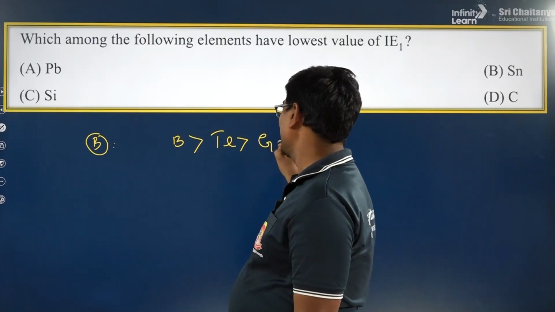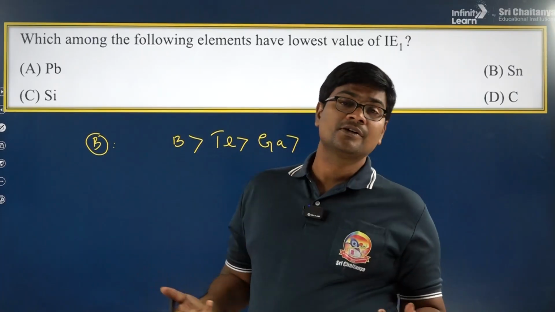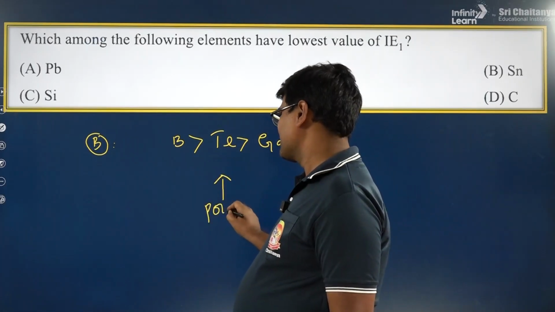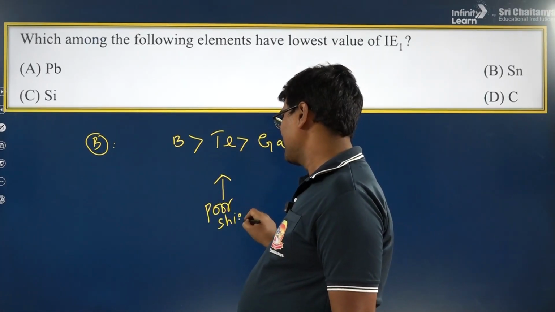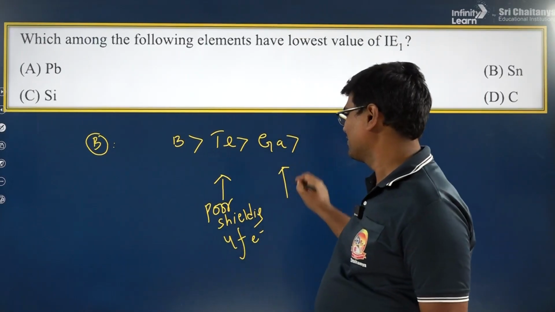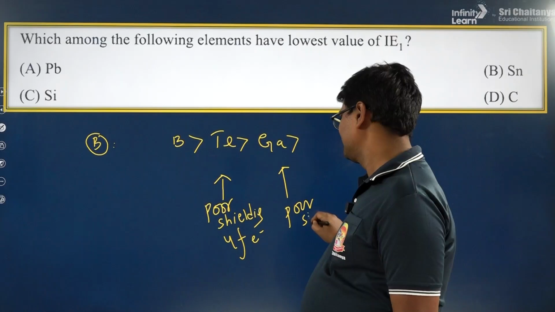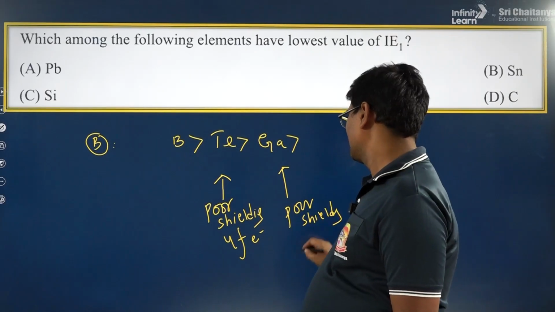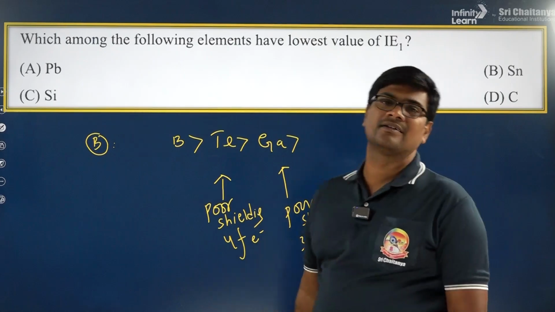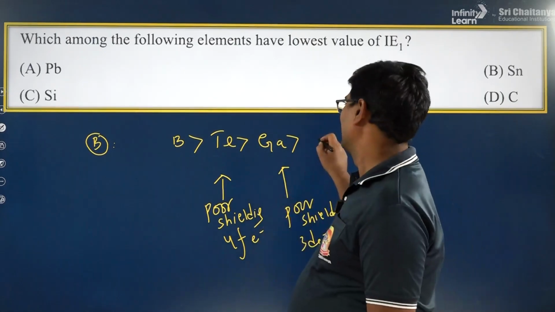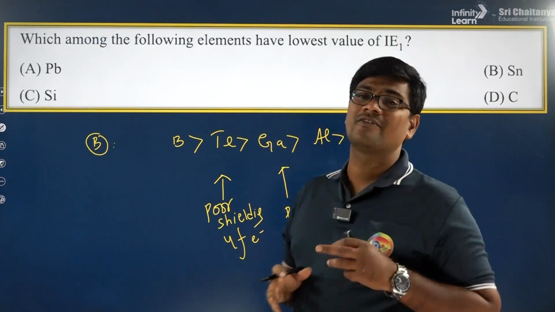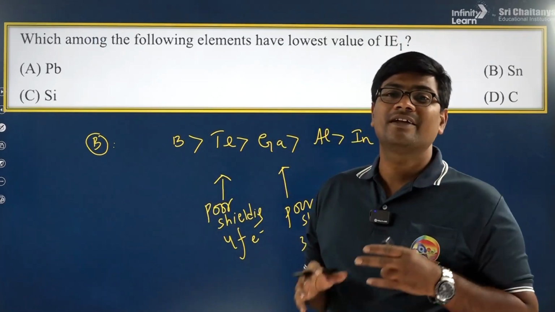And then after that, what will we get? Gallium. Again, why gallium? Due to poor shielding of 3d electrons. Here, poor shielding effect of 4f electrons is there. Here, poor shielding effect of 3d electrons is there. Then we will get aluminum, and then we are going to get indium. So this is for the boron family. Here we are getting the irregular trend.